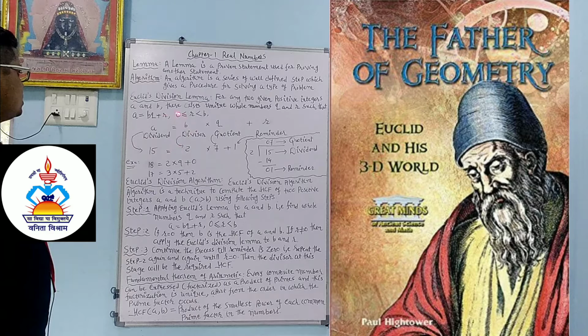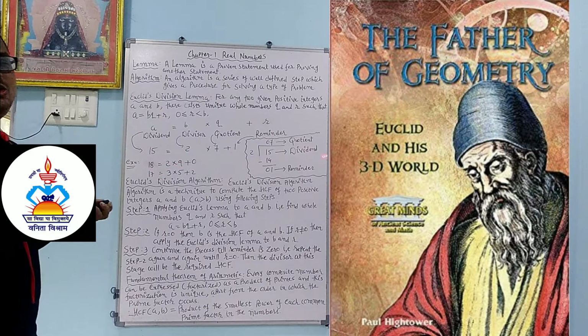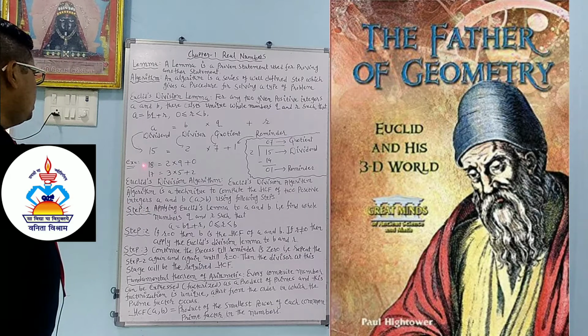So we can represent these numbers in this way: a equals bq plus r. a is the dividend, that is 15, b is the divisor, that is 2, quotient is 7, remainder is 1. So we can write 15 equals 2 into 7 plus 1. The same thing we represent like that. In the same way, when 18 is divided by 2, then a is greater than b, so 18 is greater than 2.